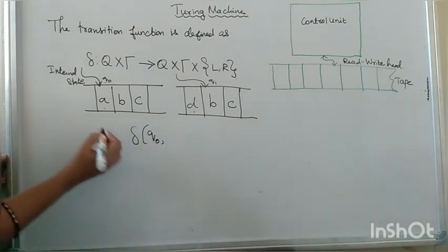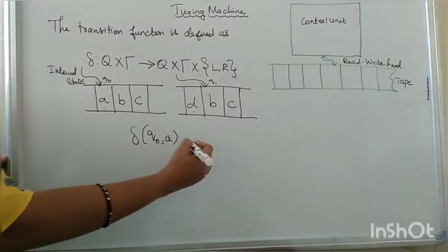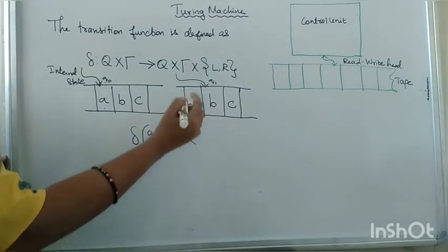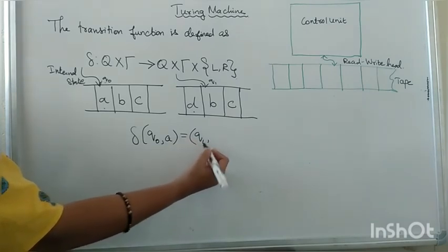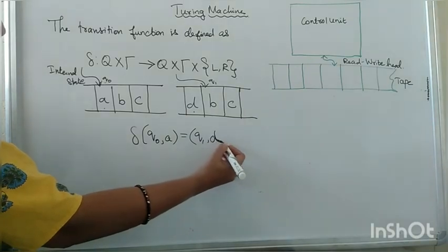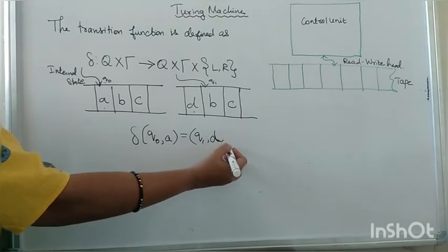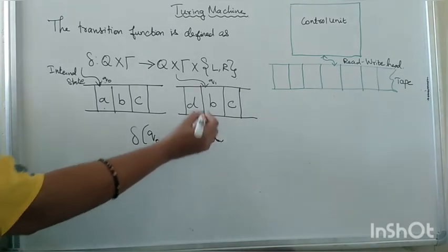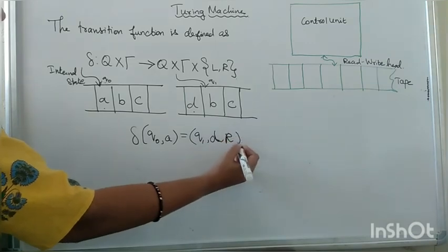So del of Q0 comma A equal to, what's the resultant internal state? It's Q1. So Q1 comma, and the tape symbol here is D. And here we have to mention the movement, whether it's a left movement or a right movement. Here your tape head is moved towards right, so we have to write it here as R.